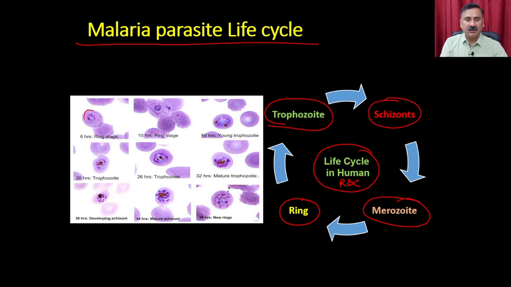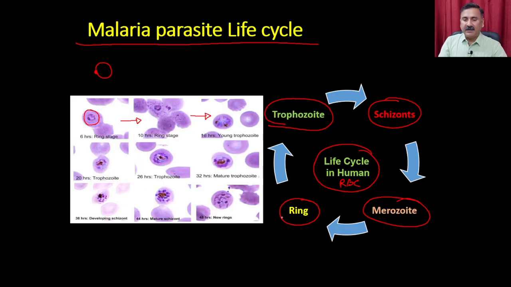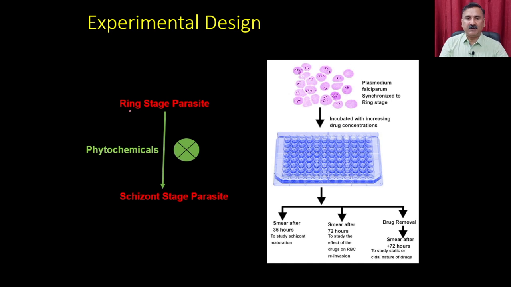And these are the different stages what you see. These are the ring stage. You see this? It's like this, right? And that's why this is called the ring stage. When the ring goes for 10 hours, it develops into the mature ring, and then the mature ring develops into the trophozoite and so on. These are the different stages you can identify microscopically, and that's how you can say, if I take the ring stage and treat it with the phytochemicals, whether the ring will get converted into trophozoite and schizont. Okay, so the experimental procedure is like this.